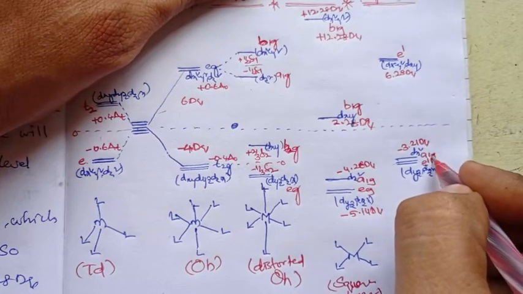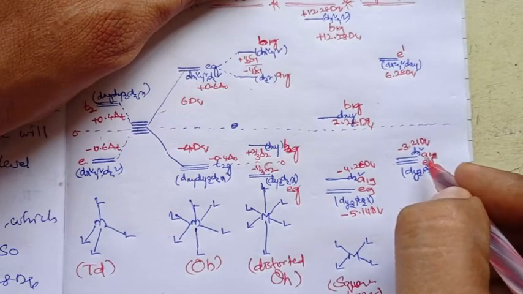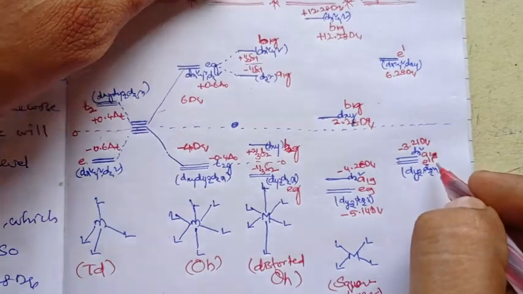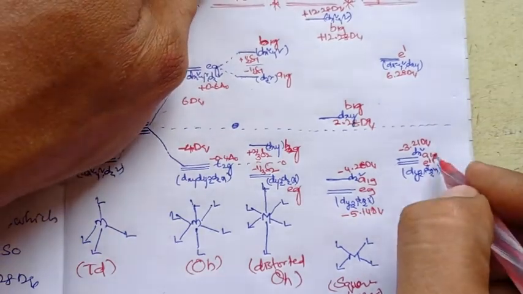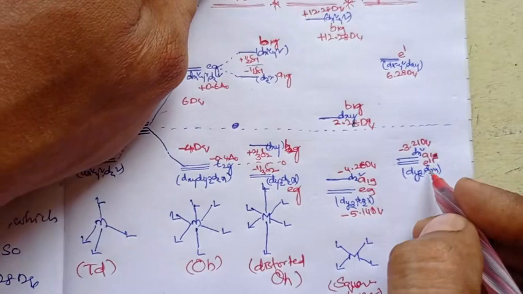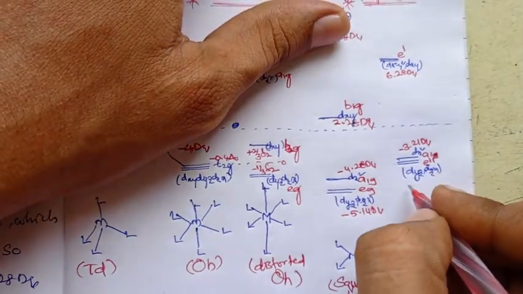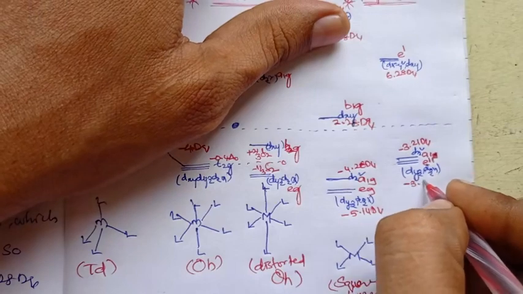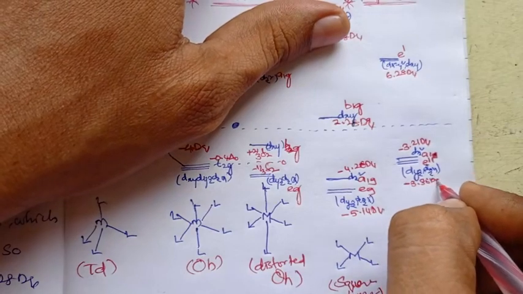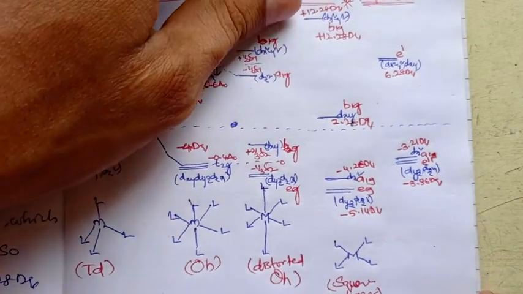Sorry, it is A1 only. The dz square orbital is represented with A1, and the doubly degenerate state will be represented with E double bar, and it has the energy of minus 3.86 dq, right?